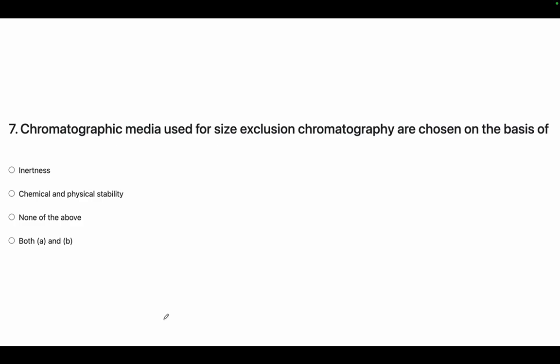Chromatographic media used for SEC are chosen on the basis of dash. Inertness. Yes, obviously we don't want the resin itself to interact with our protein, so it should be inert. It should not react under different buffer conditions. If I'm running my protein at very low pH, the SEC column should still work as an SEC column. So it should be inert and it should be chemically and physically stable. So both A and B will be the correct option for this answer.